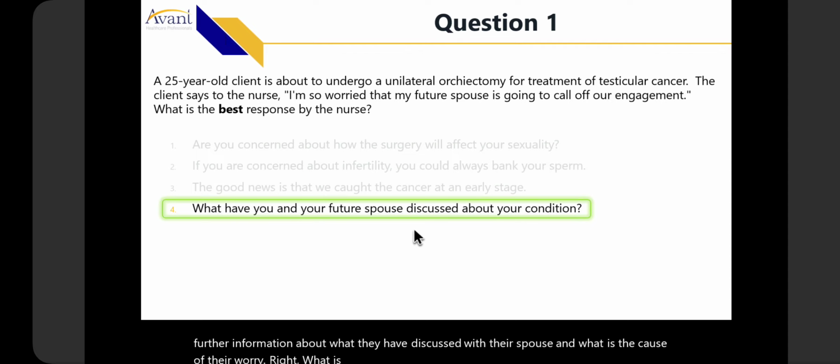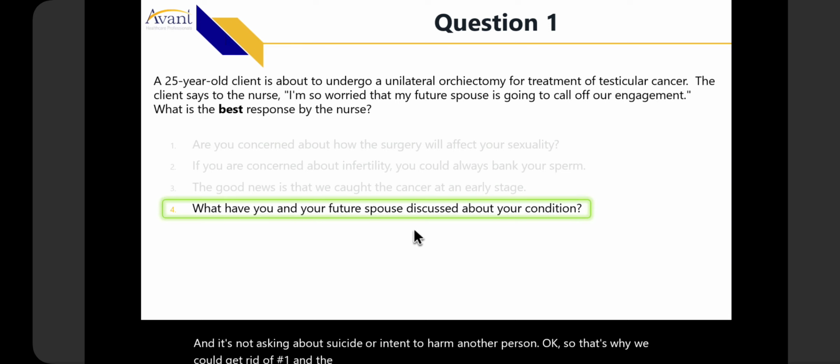What is it that is causing them to be worried? Number 1 says, are you concerned about how the surgery will affect your sexuality? That's a yes/no question. Yes, I am. No, I'm not. Right. So that makes that an off limits question because it's a yes/no question and it's not asking about suicide or intent to harm another person. Okay, so that's why we can get rid of number 1.